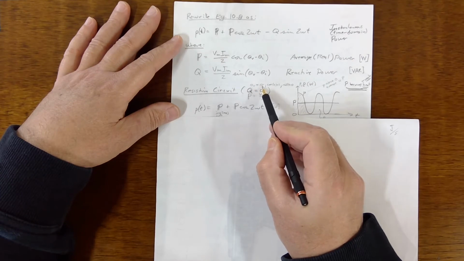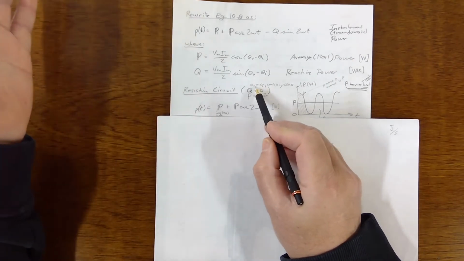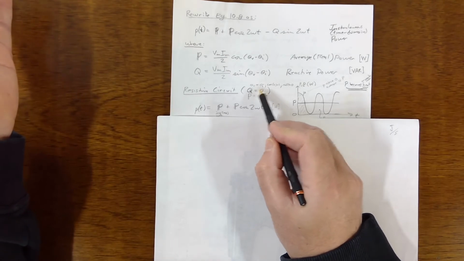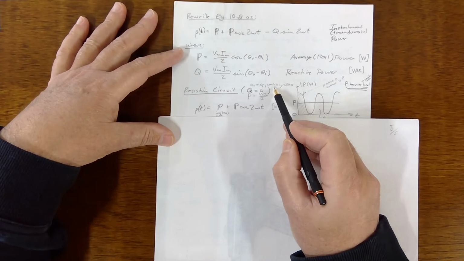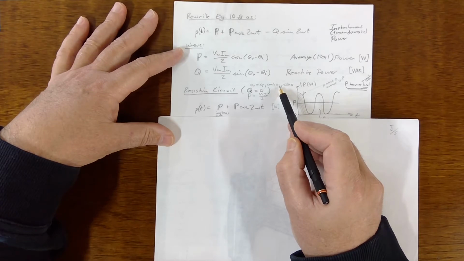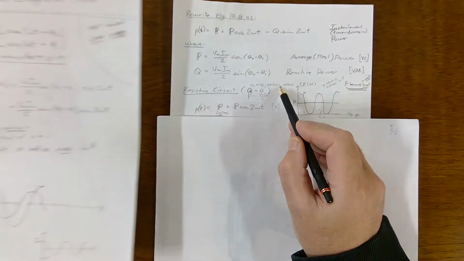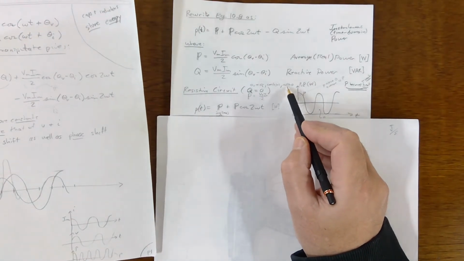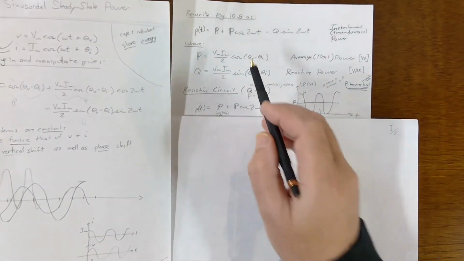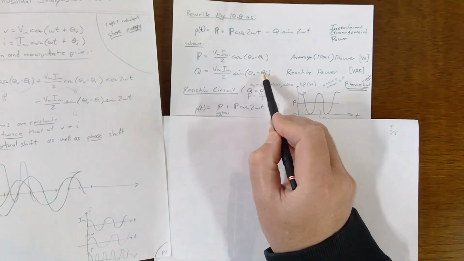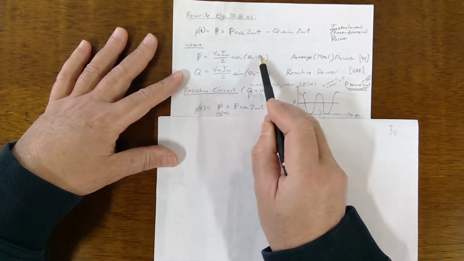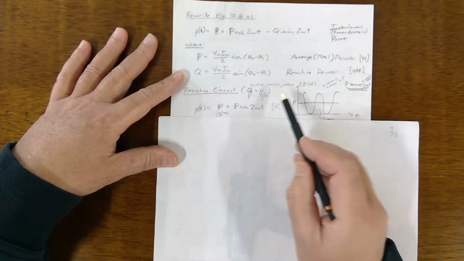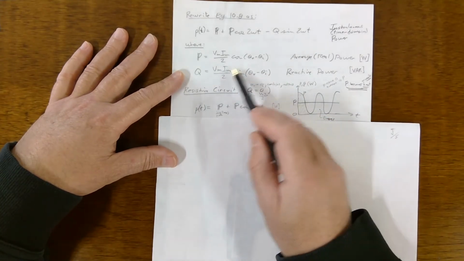Because theta V and theta I would be the same, they would be in phase. They would have no shift between them, which means the difference would be 0. So cosine of 0 is 1, and sine of 0 is 0. So Q becomes 0. Q is the sine of the shift, and P is the cosine of the shift. If these two are in phase, their difference is 0, and basically the Q term drops out.